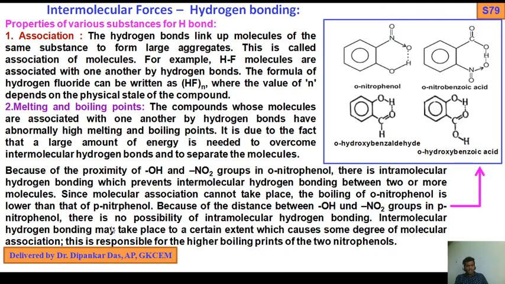So intermolecular hydrogen bonding may take place to a certain extent, which causes some degree of molecular association or aggregation. This is responsible for the higher boiling points of the two nitrophenols. I think you understood.